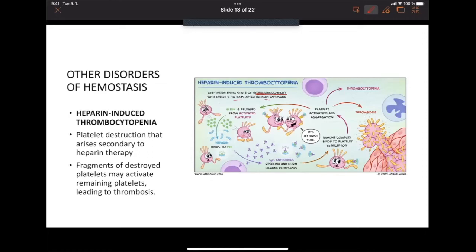So you have platelet factor 4. This is released from activated platelets. Okay, here. The heparin binds to platelet factor 4. It has a high affinity for platelet factor 4. And then you have these IgG antibodies that come and bind and form an immune complex with the Fc receptor of the platelets, and it causes abnormal platelet activation and aggregation, and then you just have thrombosis. And remember what I said, that when you have excess thrombosis, you're using up all your platelets and it's causing thrombocytopenia.